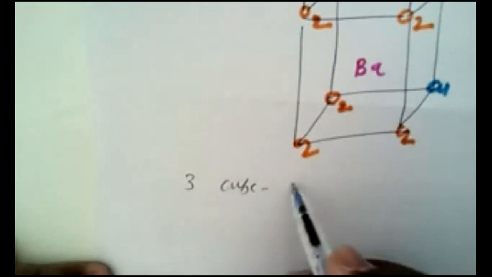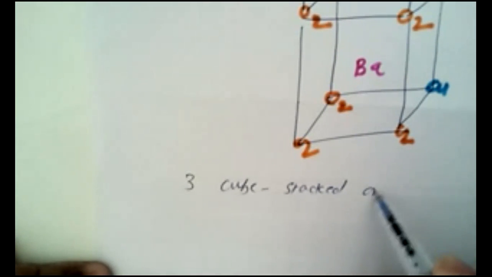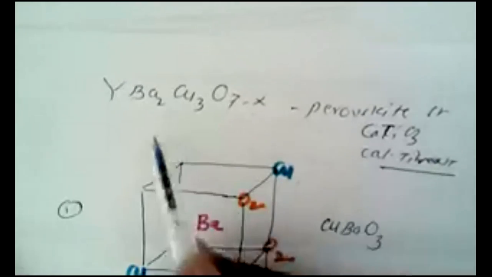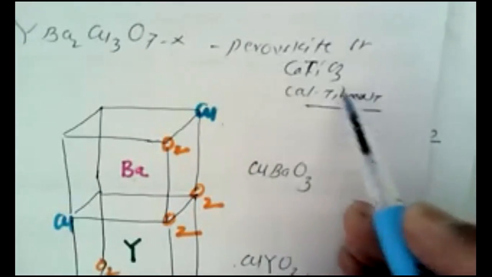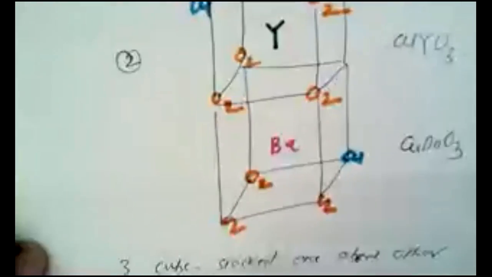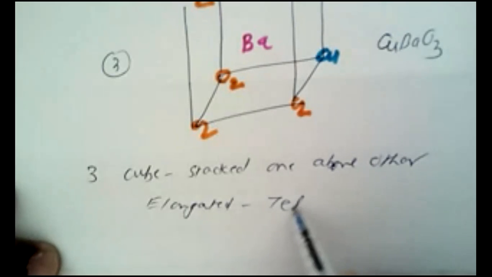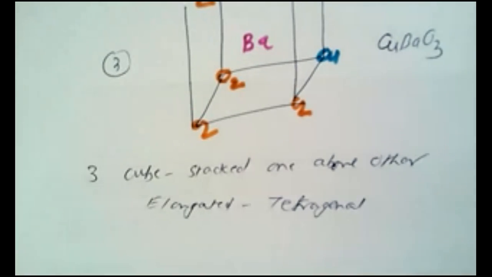You have to write 3 cubes which are stacked one above the other. Another point is that the structure of the ceramic superconductor closely resembles the perovskite structure, which is nothing but calcium titanate, CaTiO3. The same type of structure, that is an elongated structure, is exhibited, where three cubes are stacked one above the other. So this is the third cube, and this structure is somewhat regarded as a tetragonal structure.